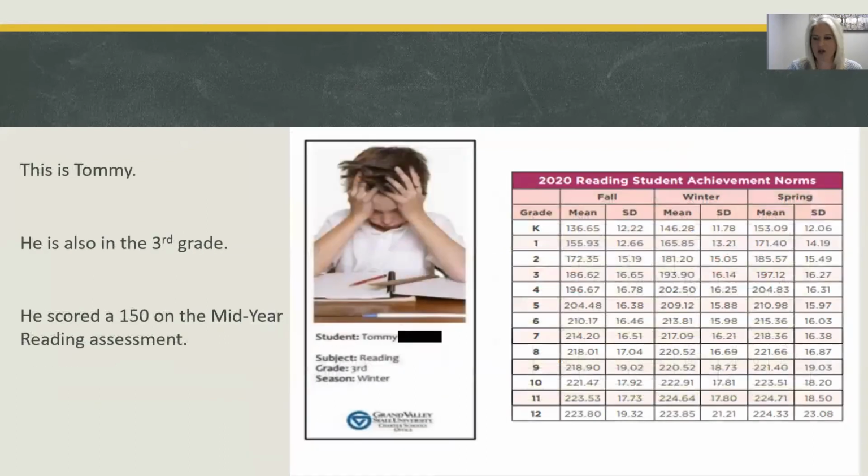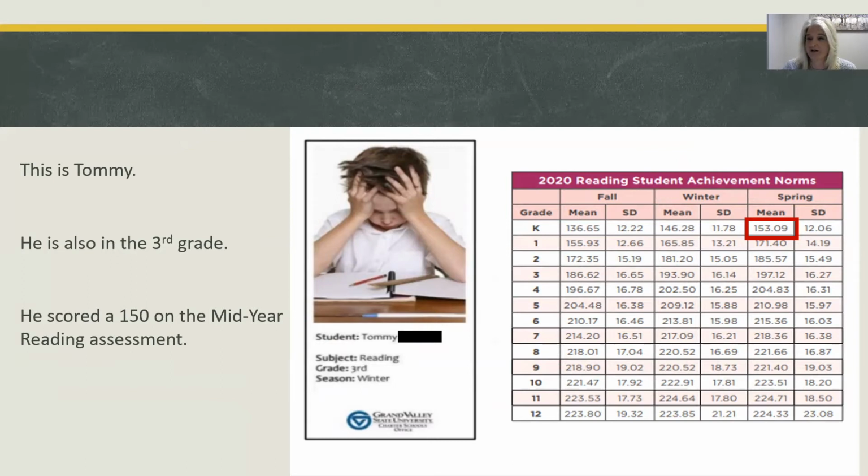Let's meet Tommy. Tommy's a little bit of a different situation. Tommy's also in the 3rd grade, but it is now December, and he's going to be taking the mid-year NWEA MAP. He takes the reading assessment, and he scores a 150. We're going to go to the chart. We're going to do the same thing. We're going to find the number that is the closest to 150 as we can get. And we see 153.09. So this tells us that Tommy is ready for end of the year kindergarten in reading. He is in mid-year. He's in the December month of his 3rd grade year.